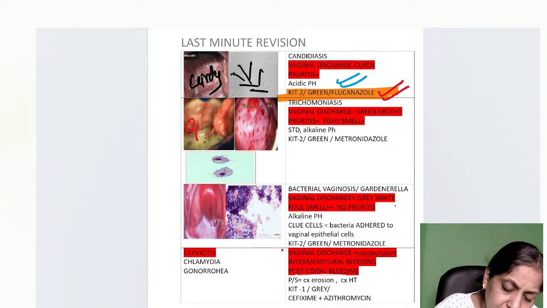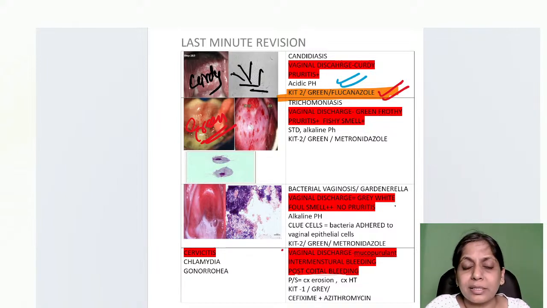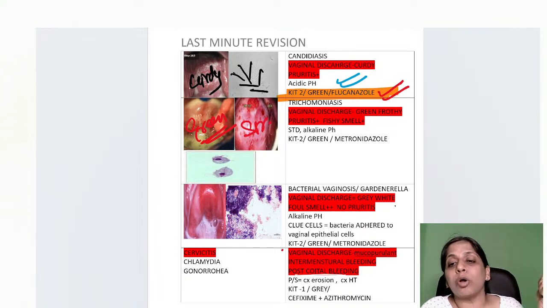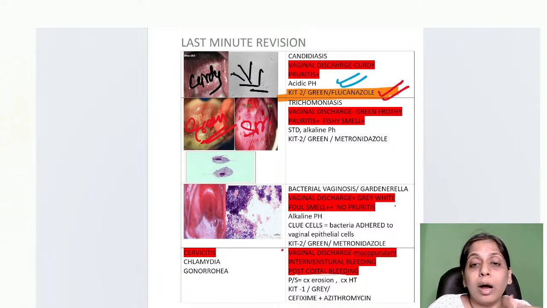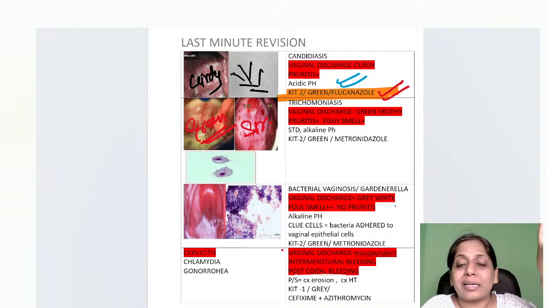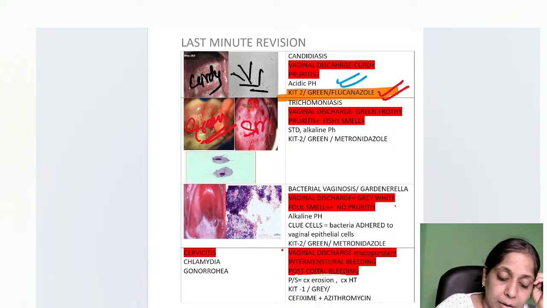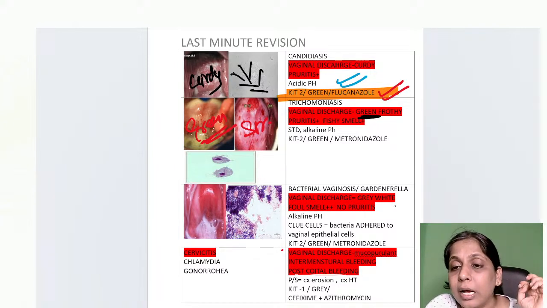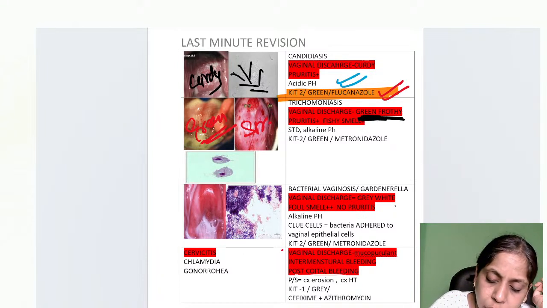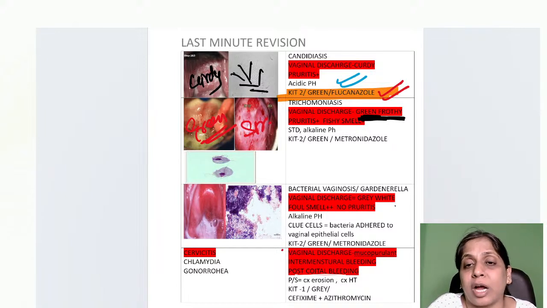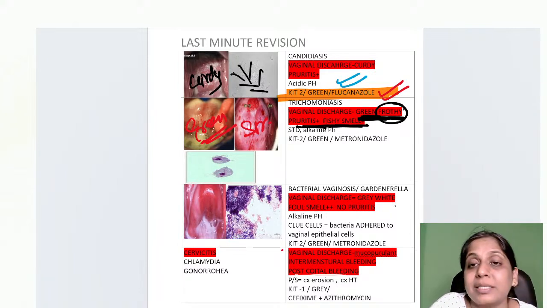Now this is the green discharge which occurs in trichomoniasis infection, and here there is strawberry cervix, because the protozoa trichomonas has flagella, so it creates inflammation at one spot and then goes to another spot. Because there is a lot of inflammation, the discharge is green in color. The inflammatory proteins turn the white discharge green. It is frothy, and there is a lot of pruritus and fishy smell. You all know proteins are fishy in smell, nothing new in that.